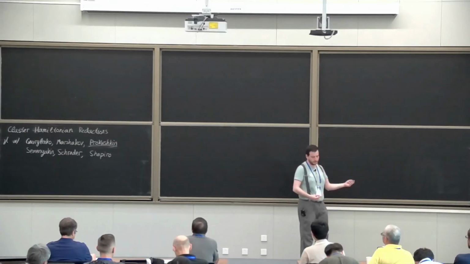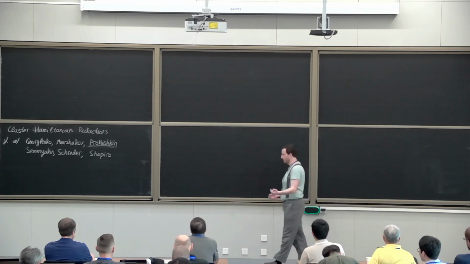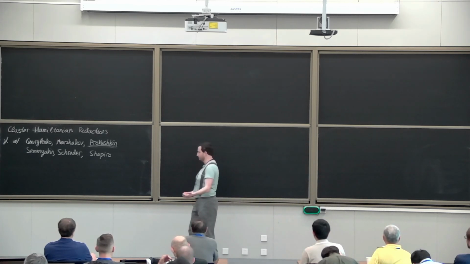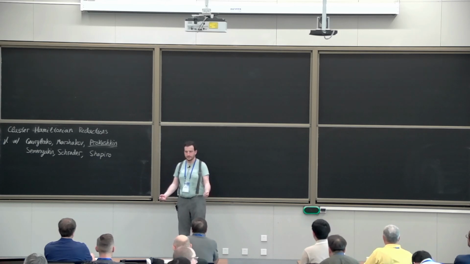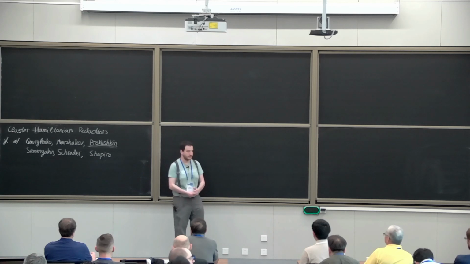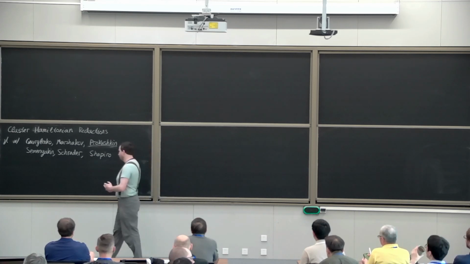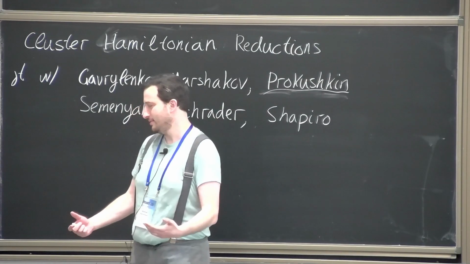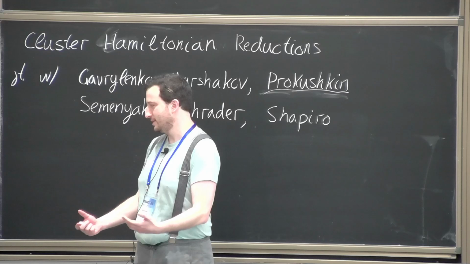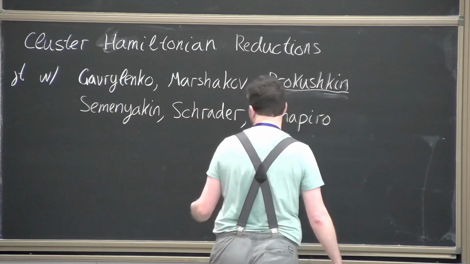So I have two adjectives in the title: cluster and Hamiltonian. Let me start with cluster. We already had a couple of talks about clusters in the conference, and I suppose we'll have at least a couple more today. I'm not going to define what a cluster variety is, but I'll rather list the key properties to have in mind.